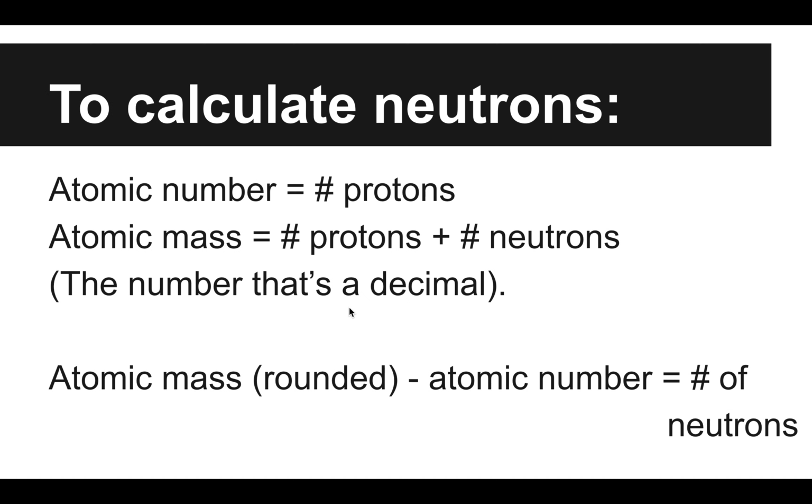To calculate neutrons, please put this in your notebooks. Okay, it's what I said, but just written out. So pause the video if you need to. Atomic number is your number of protons. Atomic mass is your number of protons plus your number of neutrons. So in order to find the number of neutrons, you take the atomic mass, which is the decimal, but we will round it to the nearest whole number, minus the atomic number will give us the number of neutrons. Okay? Again, pause if you need to, otherwise I'm moving on.